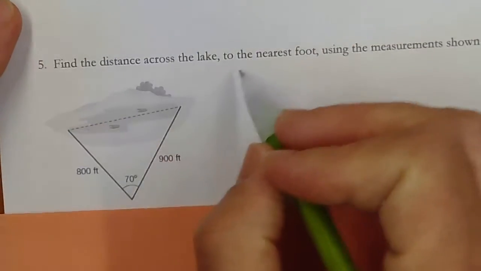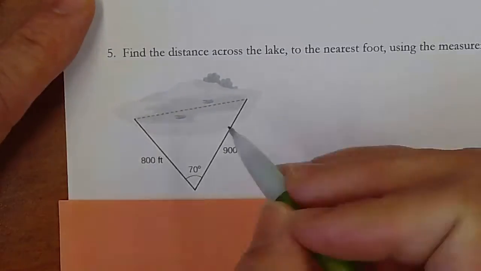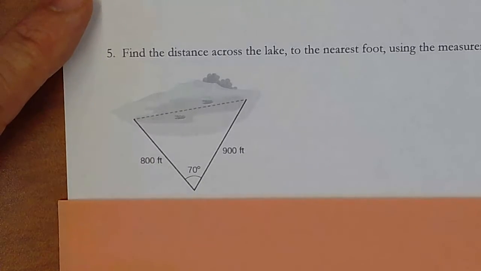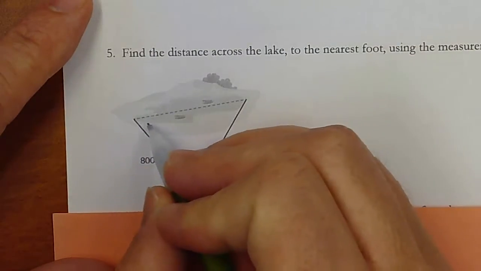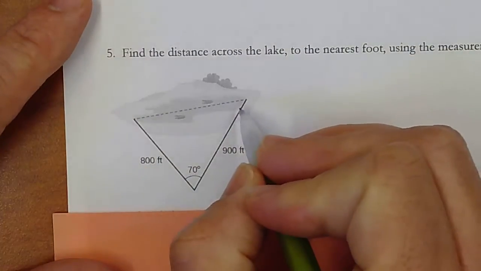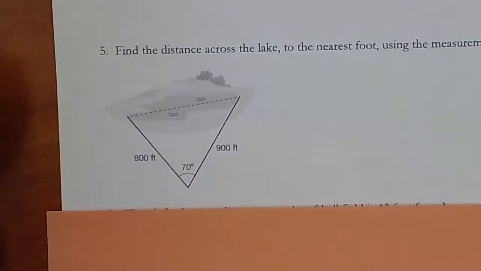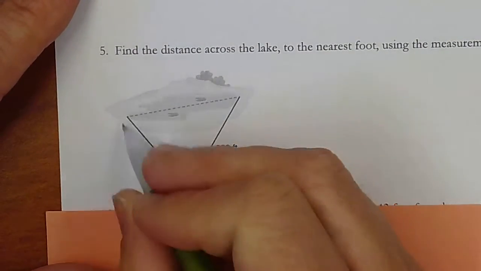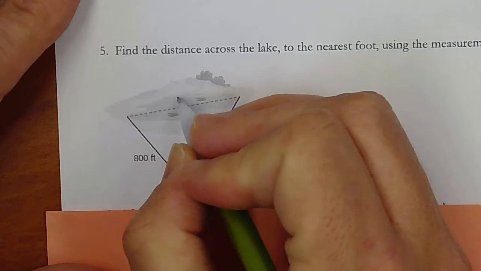So find the distance across the lake to the nearest foot using the measurements shown in the figure below. Okay. All right, so they gave us a diagram. Most of the time they do. They're pretty nice to you on this. So they're asking to find this indirect measurement. Obviously, it's tough to take a tape measure or a meter stick and measure across bodies of water. So what we do is use indirect measurement and take some readings and then figure out this angle. Okay, so here's our unknown.